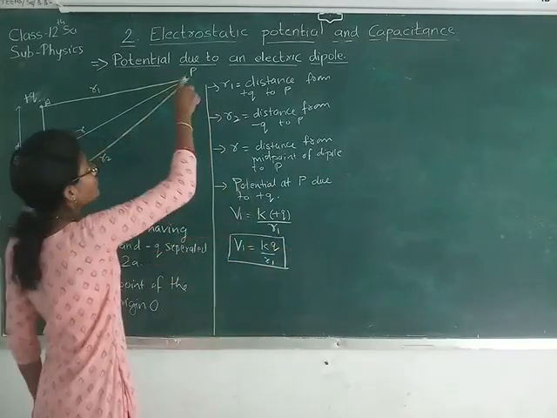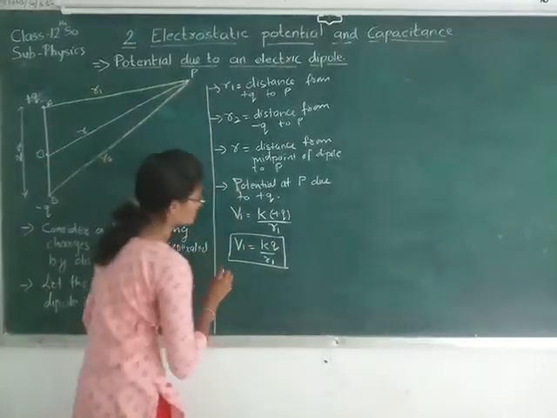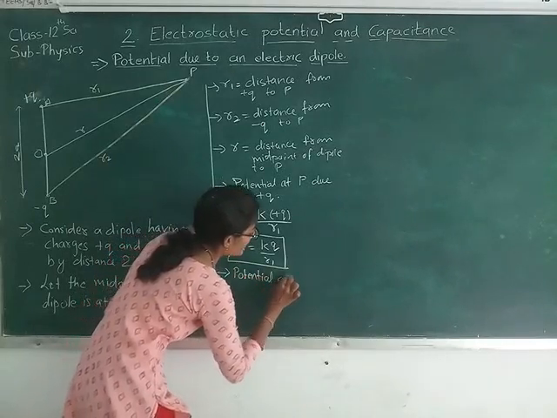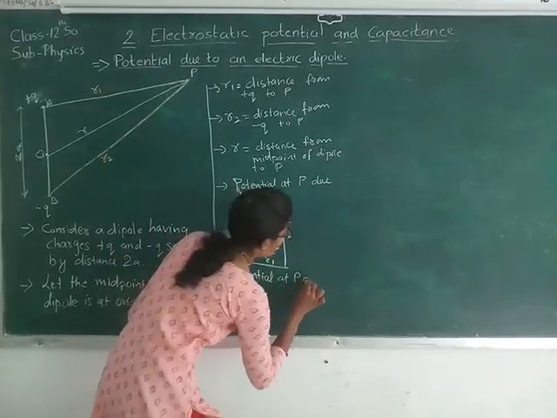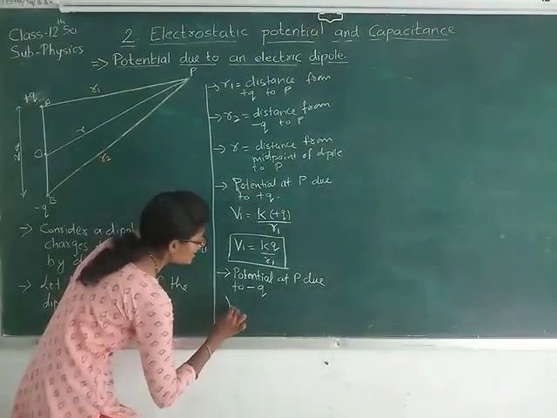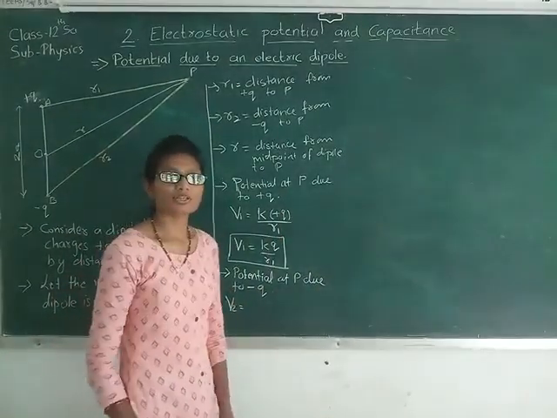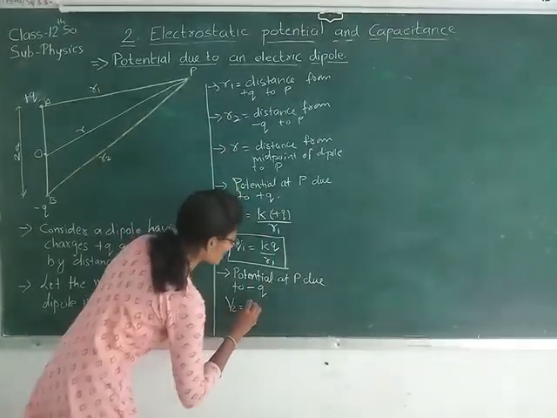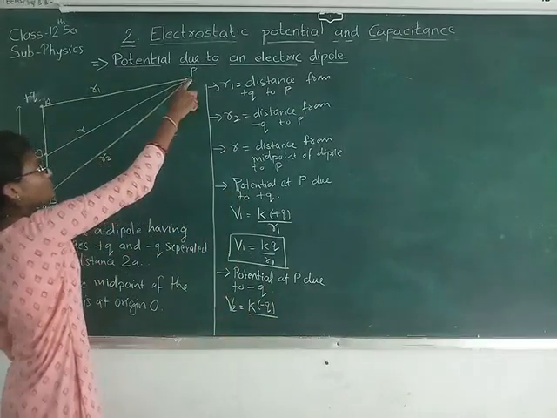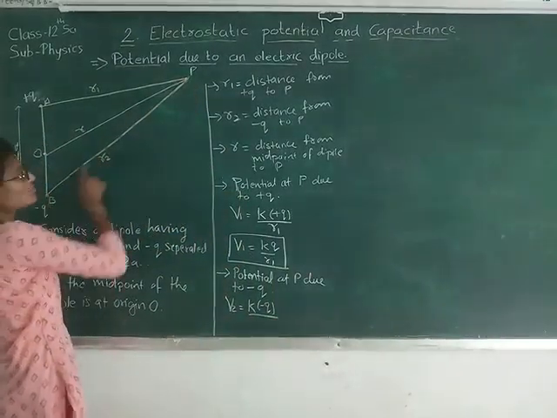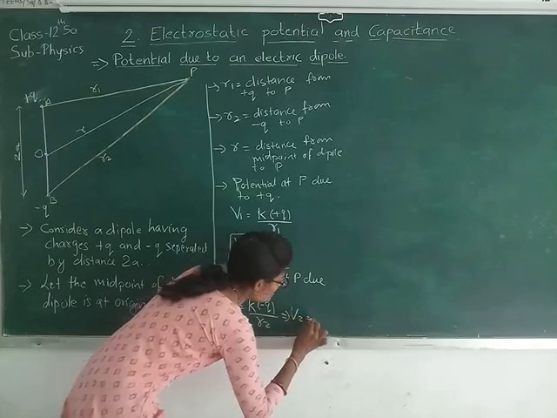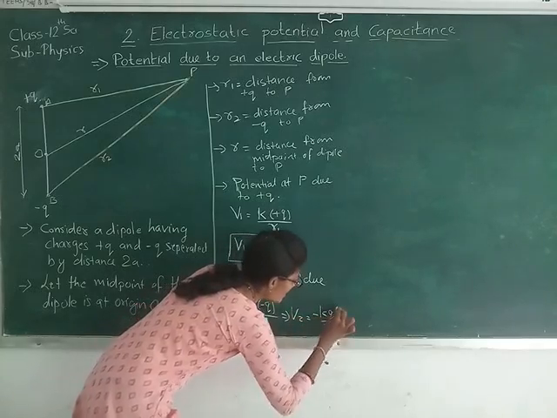In the same way, we will find the potential at P due to this minus q charge. Let us consider that as V2. Again writing the general formula kq upon r, here k, charge minus q, upon the distance between point P and this minus q charge, that is R2. That is, V2 equals minus kq upon R2.